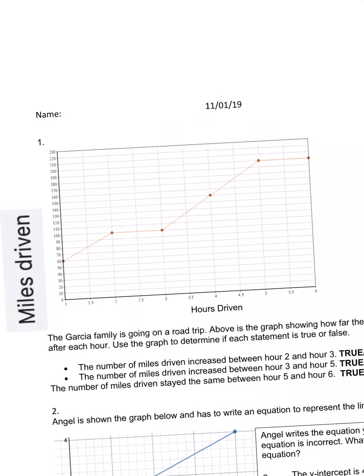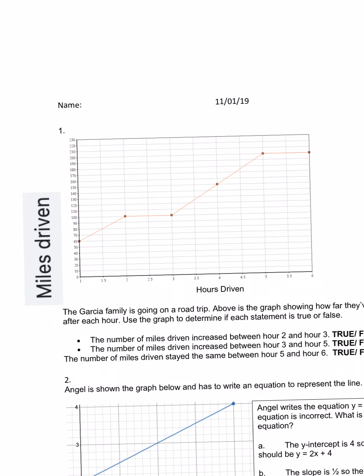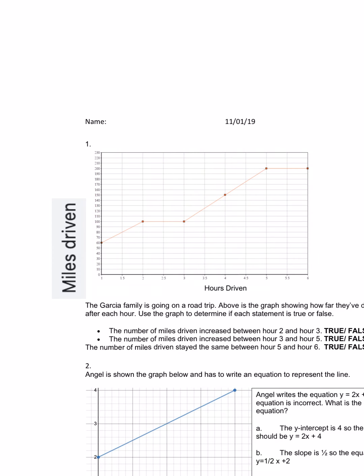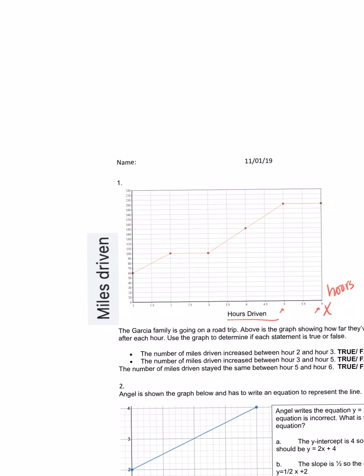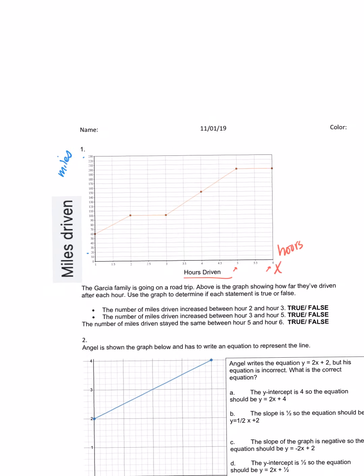The first question, you have to look at the graph. It's true or false. So the Garcia family is going on a road trip. It says these are the hours driven. So your x variable, your x is 6, 5, right? What are they measuring? They're measuring hours. And then on this side, what is this side measuring? 230 what? 20 what? Miles. So the variables are hours and miles.